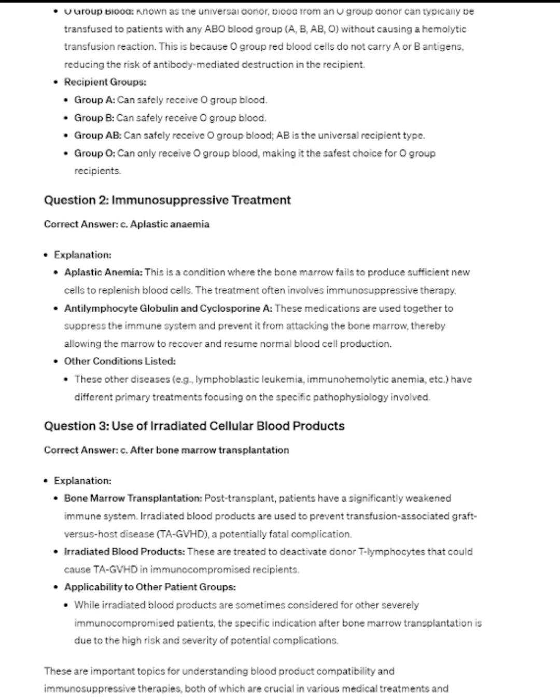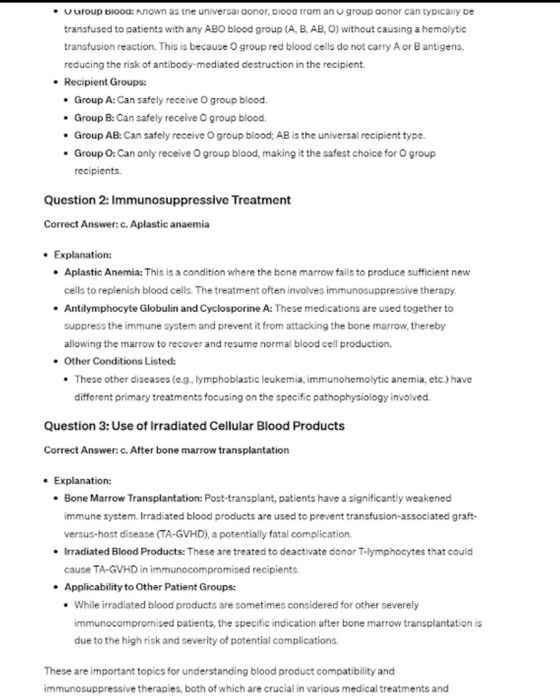Question 1. Post-transfusion reaction and blood group compatibility. Correct answer, F. All are correct. Explanation. O group blood, known as the universal donor, can typically be transfused to patients with any ABO blood group, A, B, AB, O, without causing a hemolytic transfusion reaction. This is because O group red blood cells do not carry A or B antigens, reducing the risk of antibody-mediated destruction in the recipient. Recipient groups: Group A can safely receive O group blood.